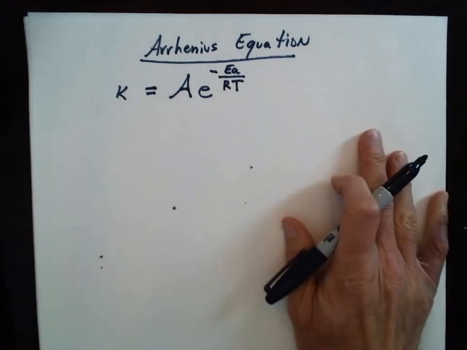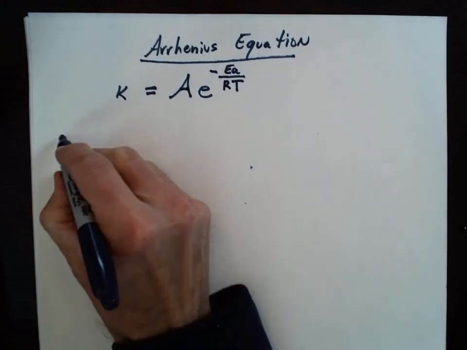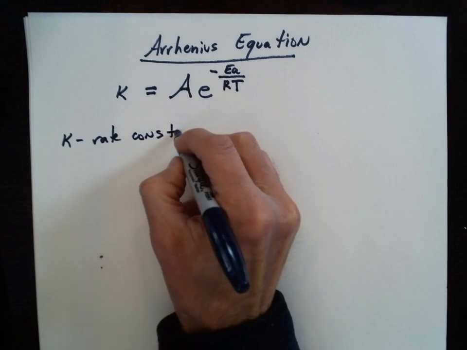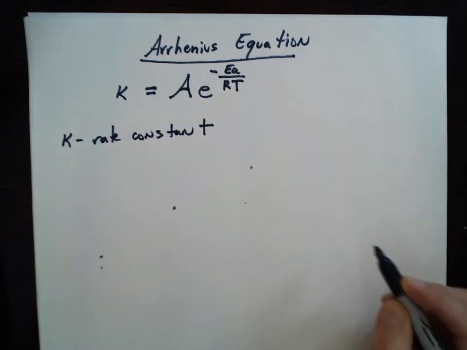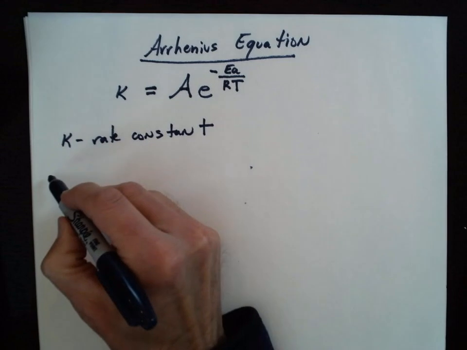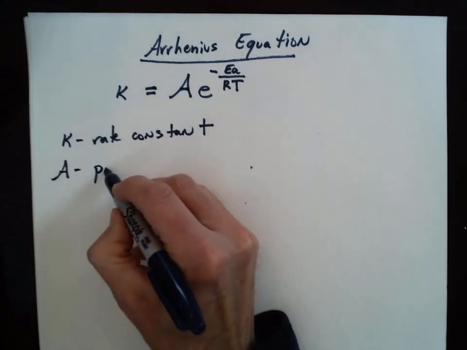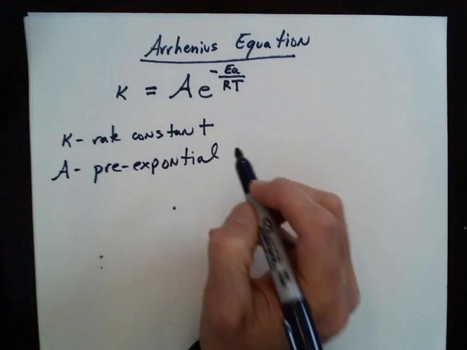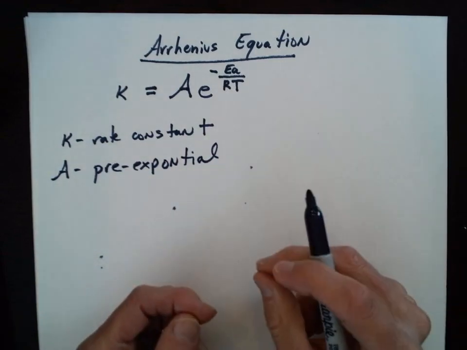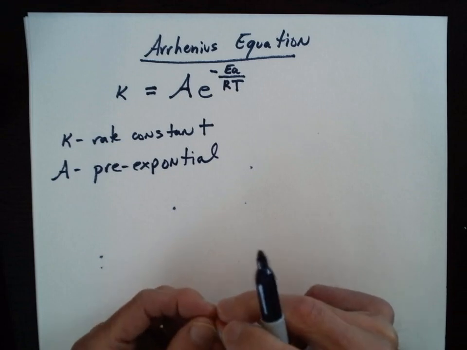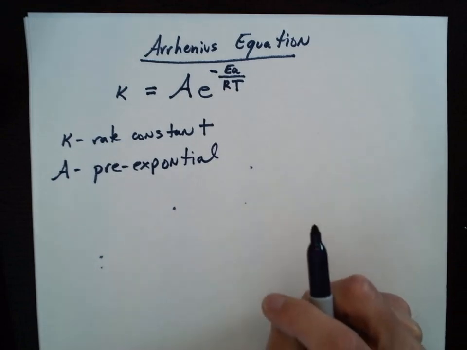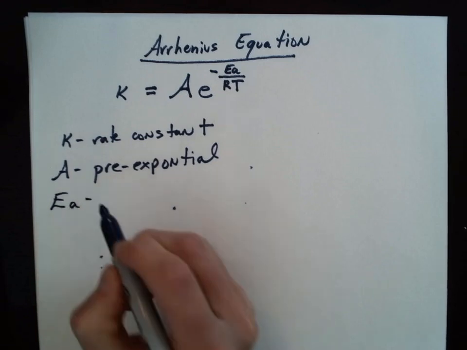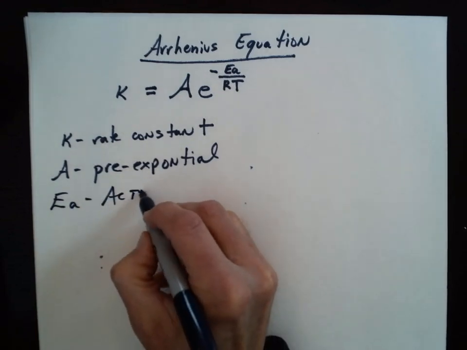We're going to look at each of these in turn. K, once again, is the rate constant. So, of course, as K increases, the rate is going to increase. A is what's known as the pre-exponential factor, and this has to do with how easy it is for molecules to come together and collide in a way that's going to allow the reaction to occur. E sub A is the activation energy for the reaction.